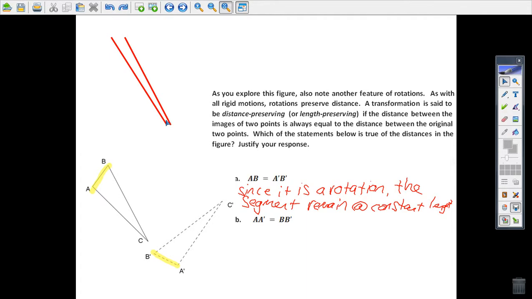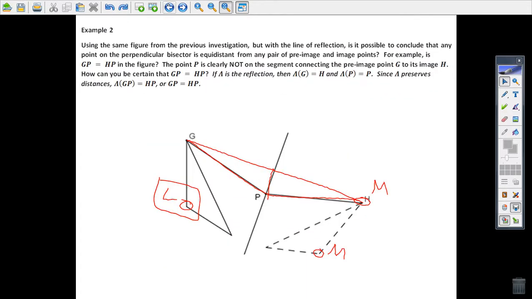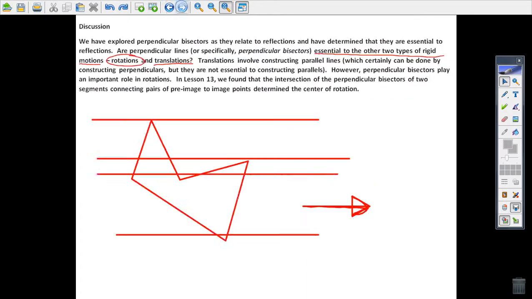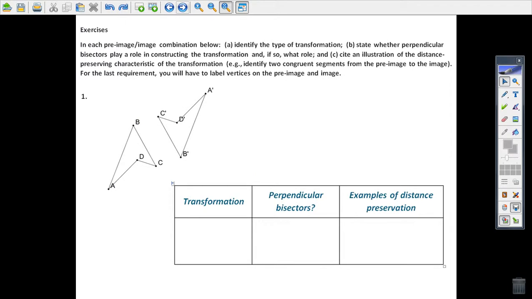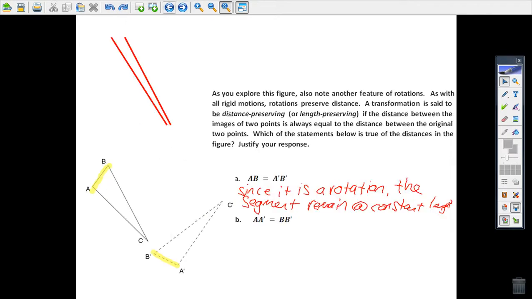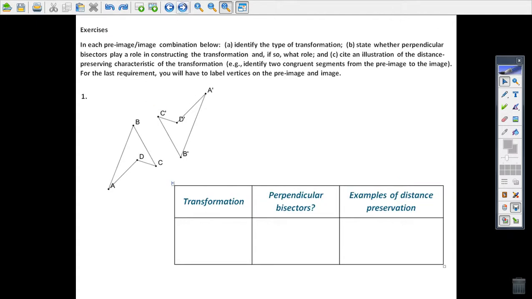In fact, if you look back at, well, I guess that was a reflection. Okay. So they're not the same necessarily. But you know that AB and A prime B prime definitely are the same because that has to do with the definition of what a translation or a reflection or a rotation is.